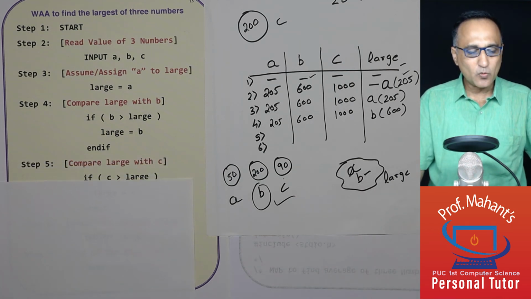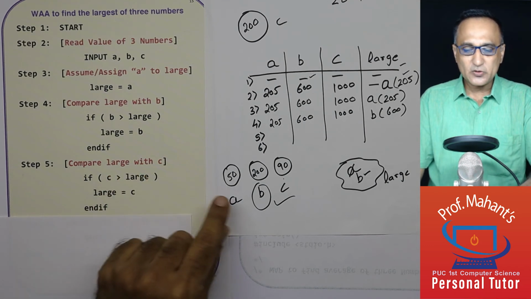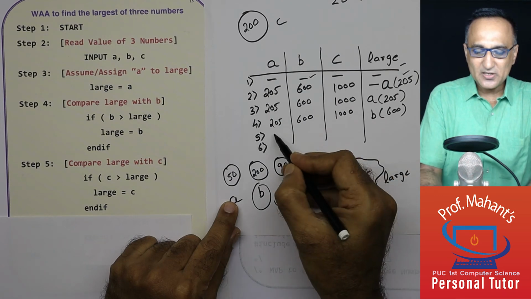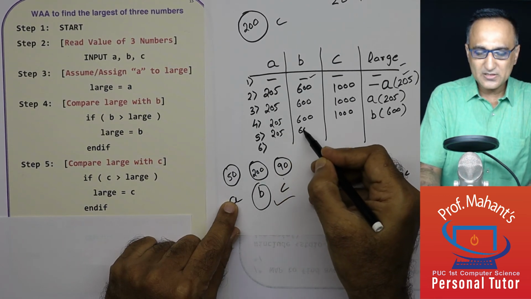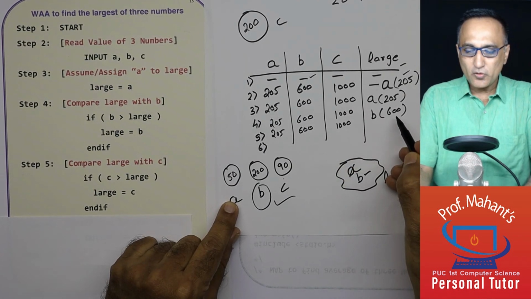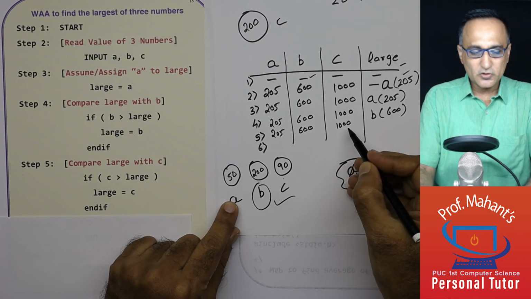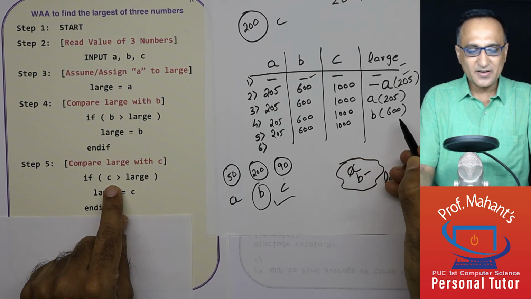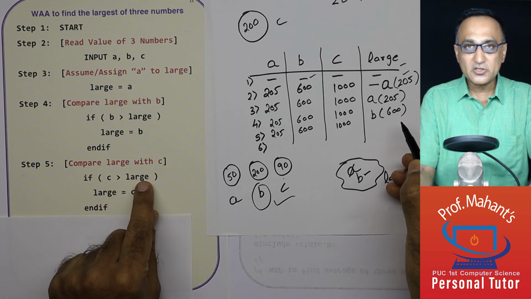I do similar to what I did with B. Now I compare large with C. In step number 5, I am comparing large with C. So this is still 205, this is 600, this is still 1000. So which is bigger? 600 is bigger or 1000 is bigger? C is 1000. 1000 is bigger than 600. So this condition now becomes true.